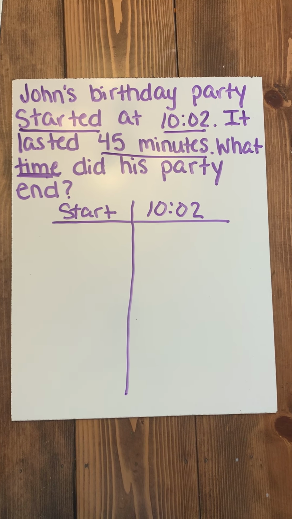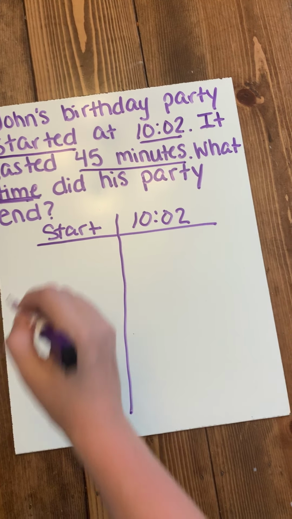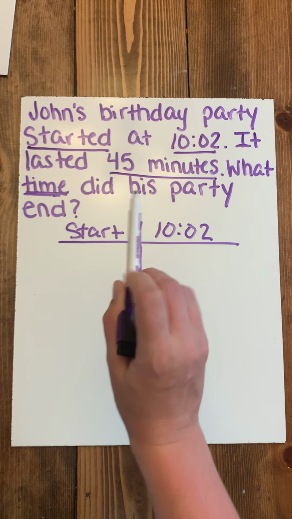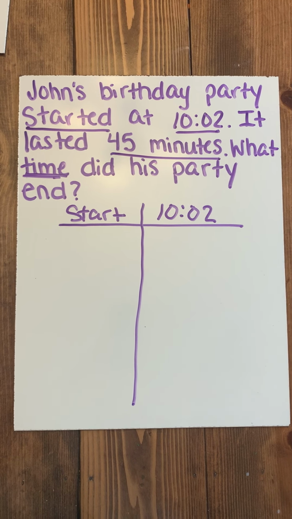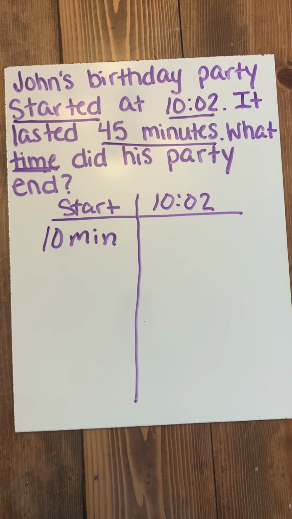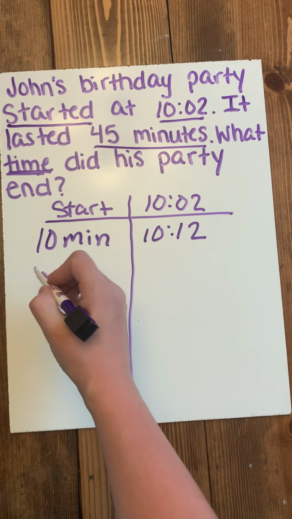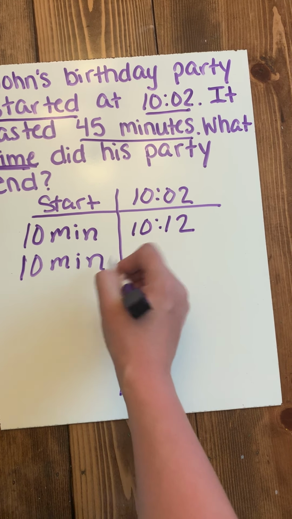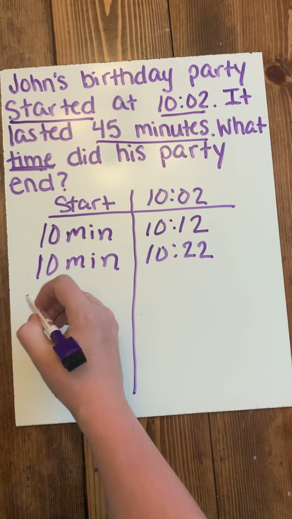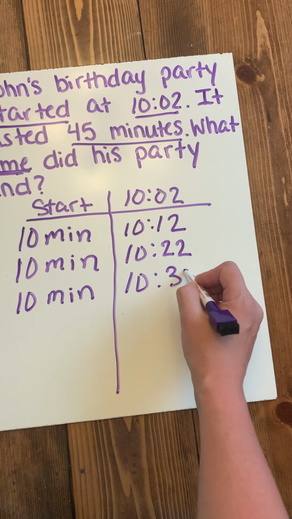Okay, so our start time is 10:02 and I want to add 45 minutes. So I'm not going to add an hour because we're only doing 45 minutes. So an hour would be too long. His party did not last over an hour. So I'm going to start again with my 10 minutes. So 10:02 plus 10 minutes is going to be 10:12. Okay, I'm going to add another 10 minutes, which is going to be 10:22. I'm going to add another 10 minutes, which is going to be 10:32.